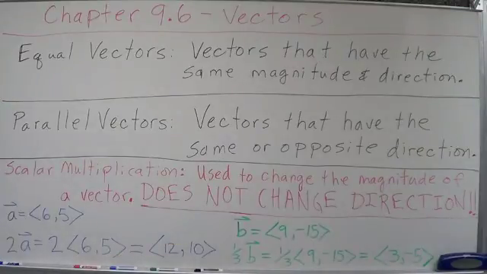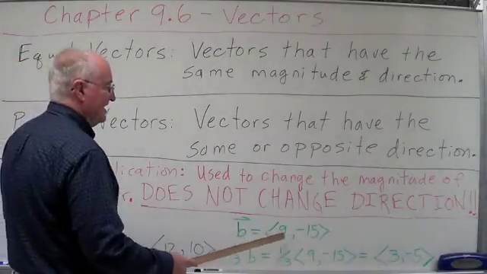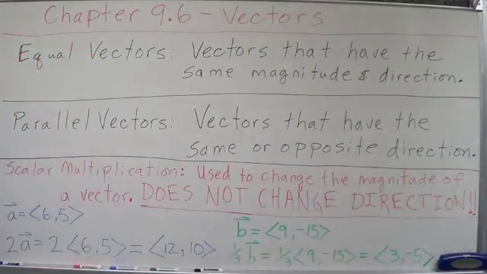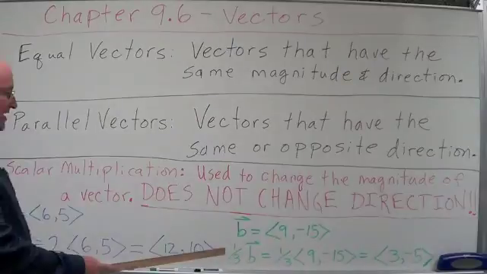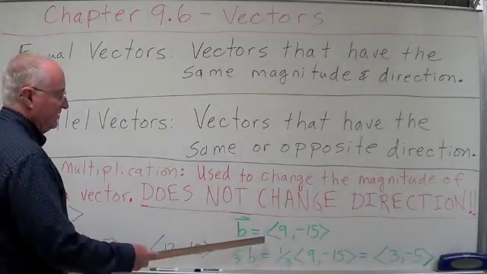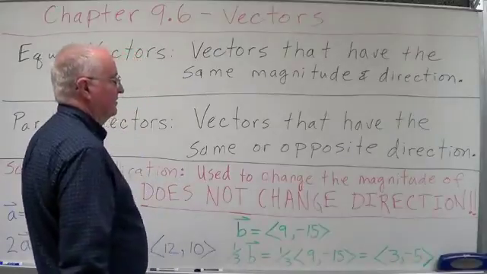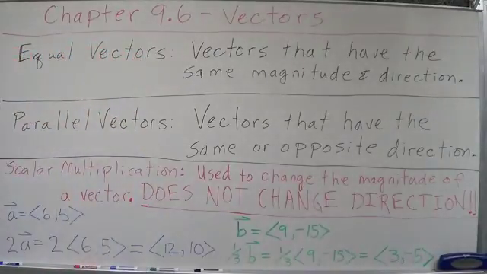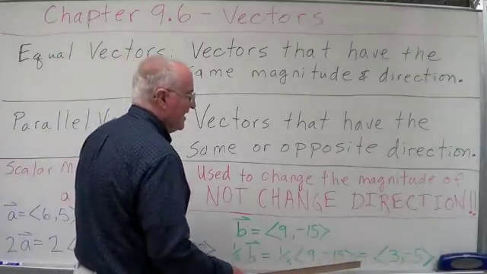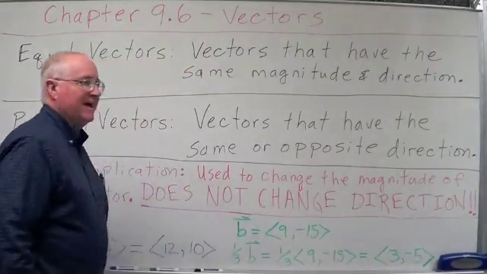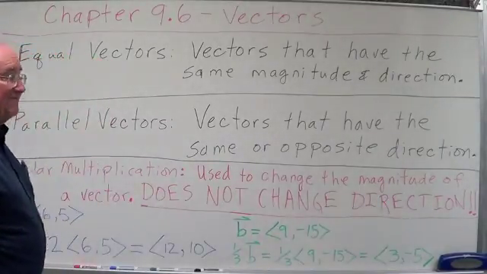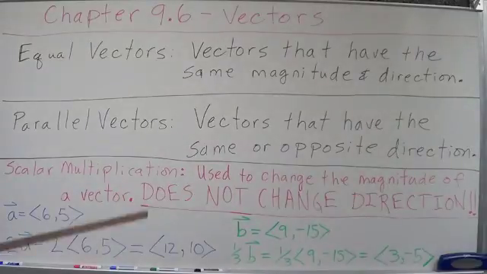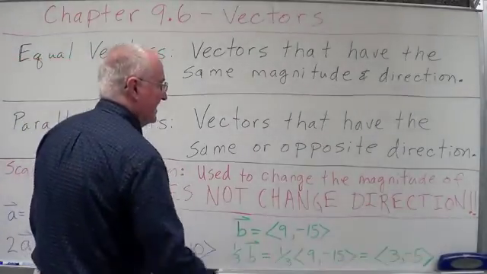Now let's try another one with some negatives. We have vector B, which is 9, negative 15. I want to multiply that vector by 1/3. How do we do that? 1/3 times the vector B, 1/3 times vector 9, negative 15. How do we accomplish that? We multiply the components of that vector by 1/3. What's 1/3 of 9? It's 3. What's 1/3 of negative 15? It's negative 5. So we end up with a vector of 3, negative 5.